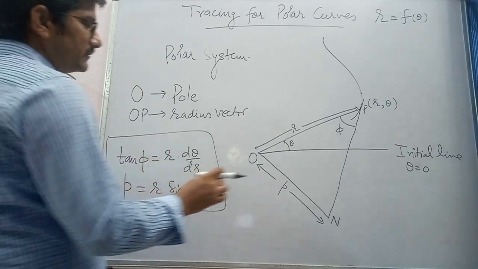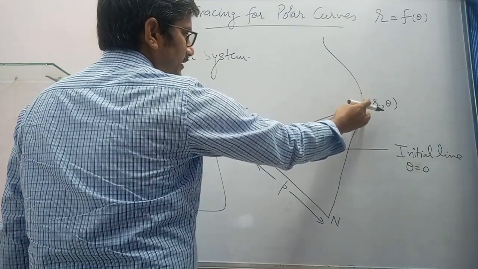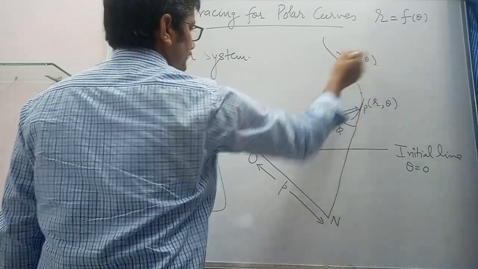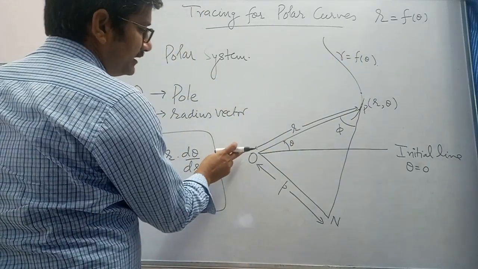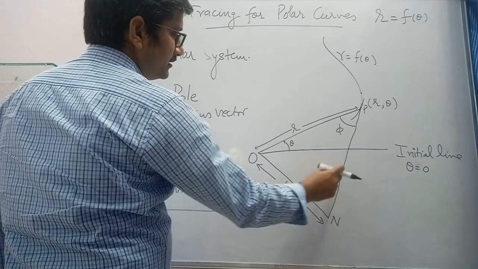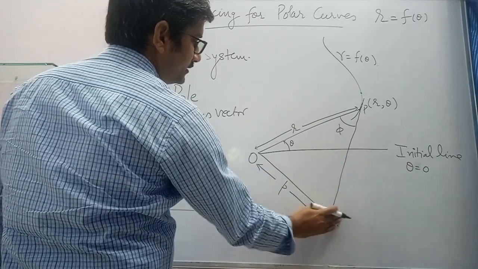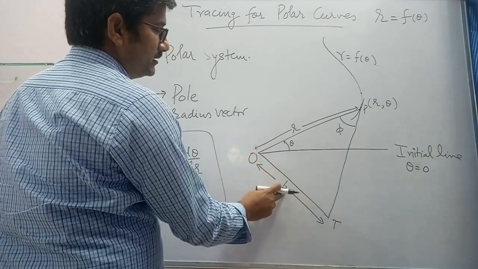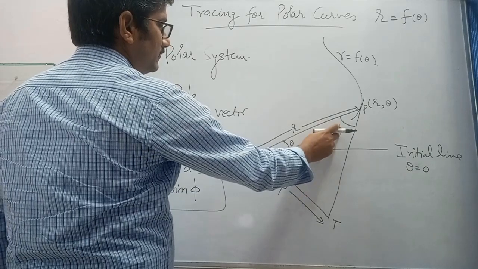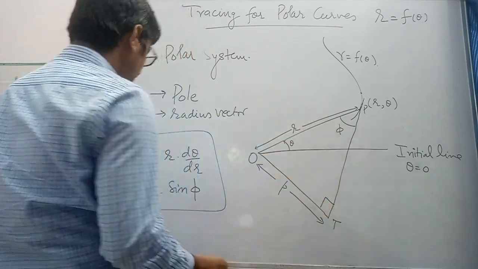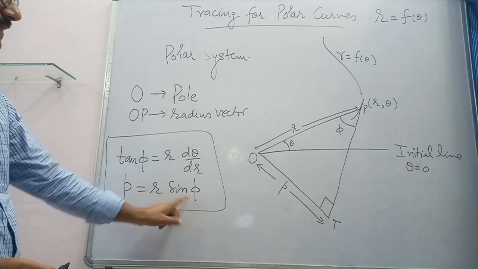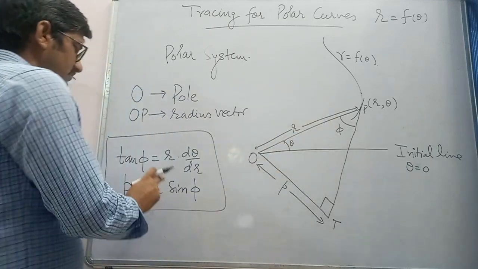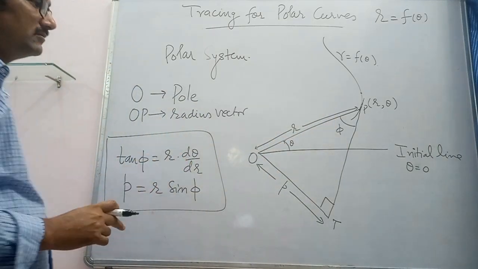Suppose we draw a tangent at this point P to this curve r is equal to f theta, and we draw a perpendicular from the pole to the tangent. Say the tangent is PT, and the length of this perpendicular is p. Then the relation between p, phi and r, because this angle is 90 degrees, is p is equal to r sine phi, and the value of tangent of phi is equal to r into d theta by dr.